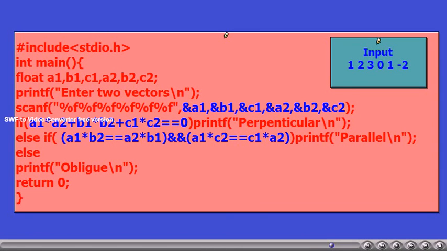Assume that the user has given input as 1, 2, 3, 0, 1, minus 2. If you verify, the scalar product is not 0, that is, the vectors are not perpendicular. Also, the second condition is not true, thus they are not parallel, thus this program tells us they are oblique type.